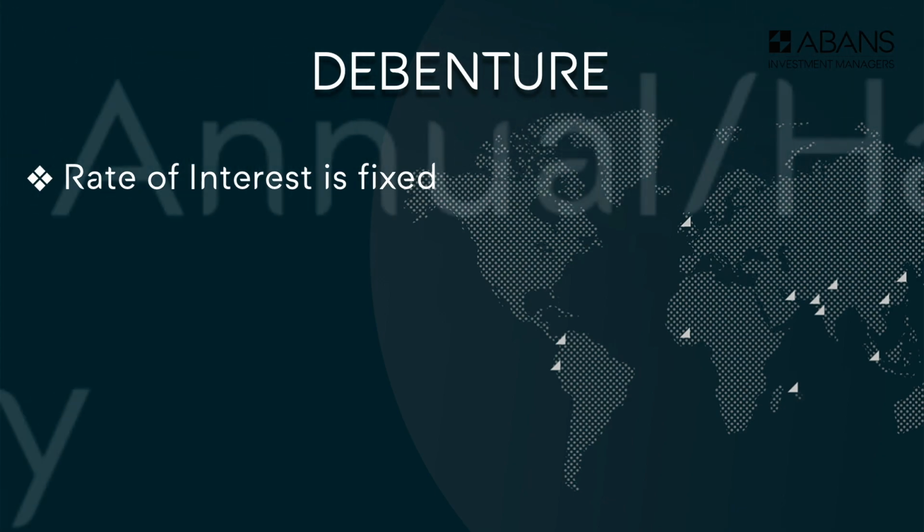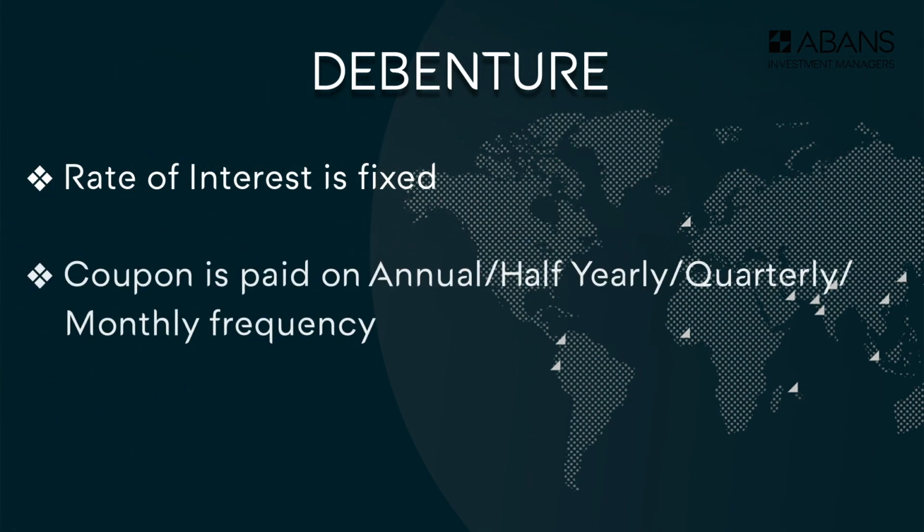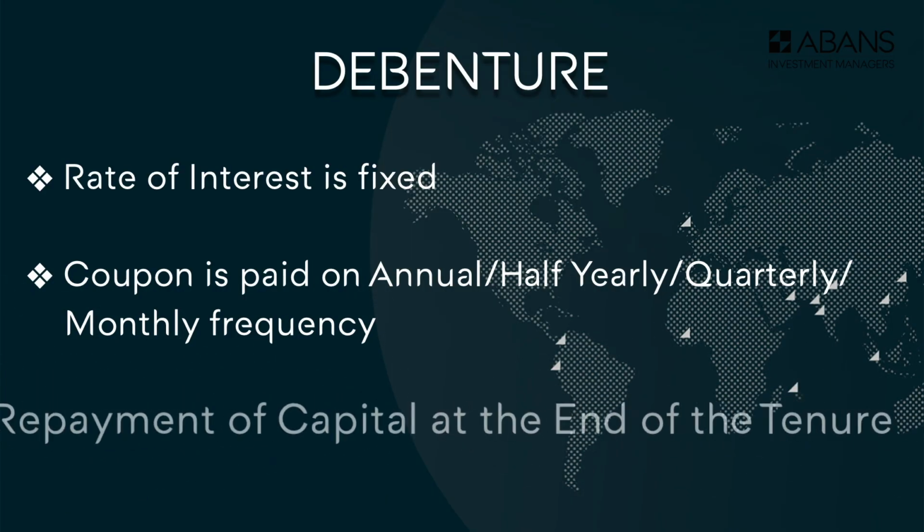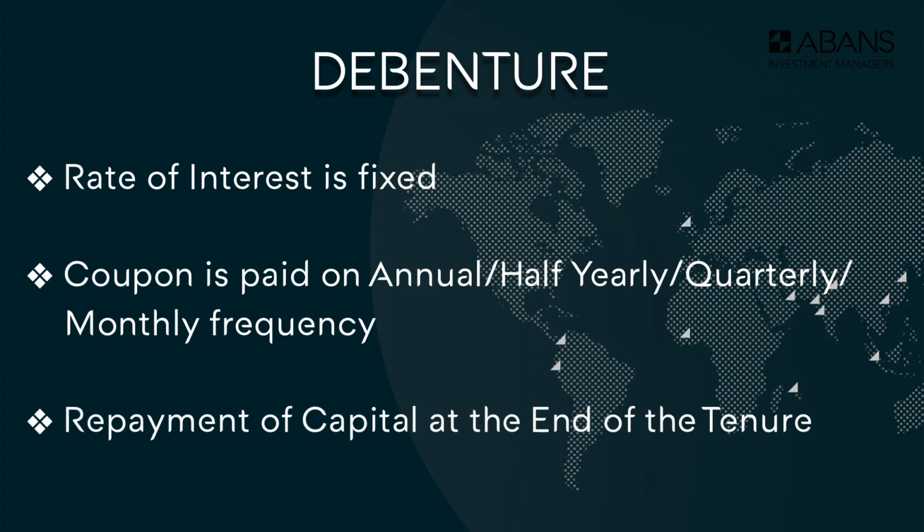What is also fixed is the frequency at which you get the interest paid out, whether you get it quarterly or half yearly or yearly payout, and you get the repayment of your capital at the end of the tenure. This is how a normal debenture works. Against this, a market-linked debenture is an instrument.